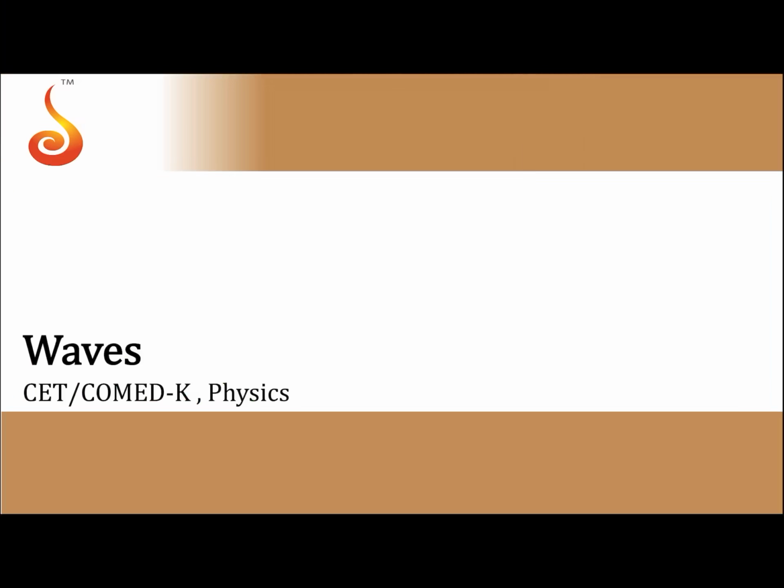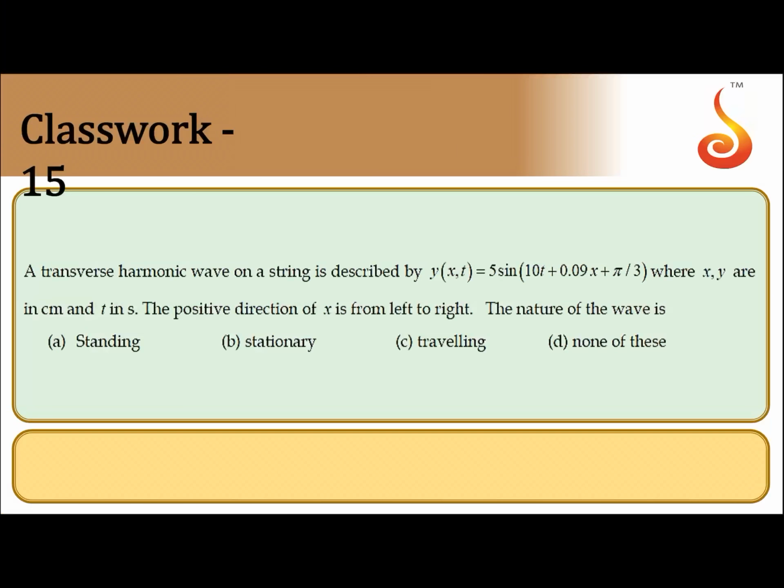Now we'll move on to the questions on waves. The transverse harmonic wave on a string is described by y is equal to 5 sine of 10t plus 0.09x plus pi by 3, where x and y are in centimeter and t is in seconds. The positive direction of x is from left to right. The nature of the wave is: standing, stationary, traveling, none of these.